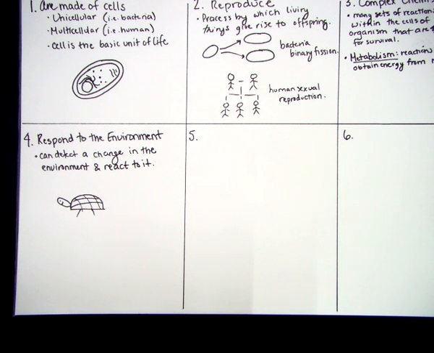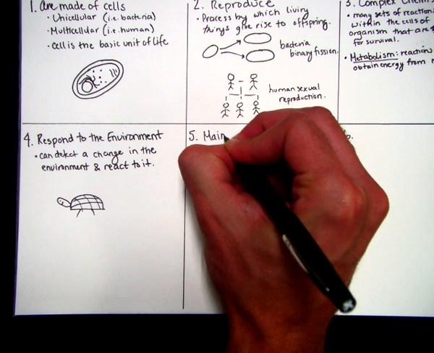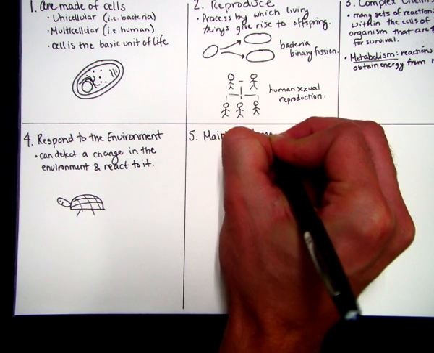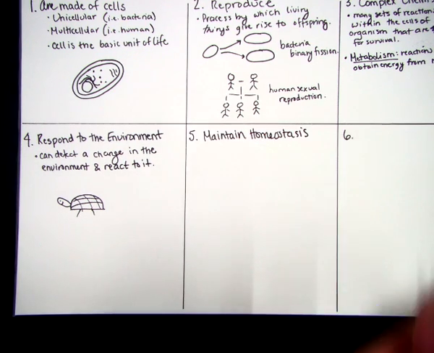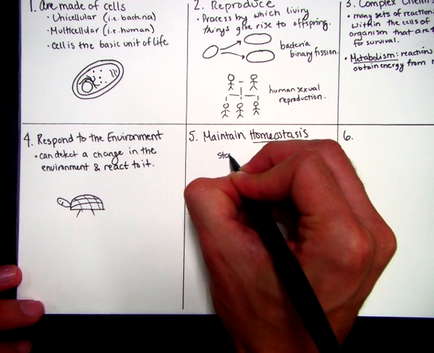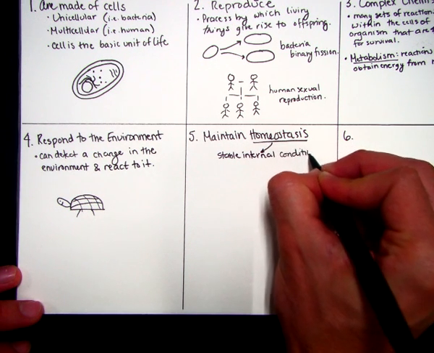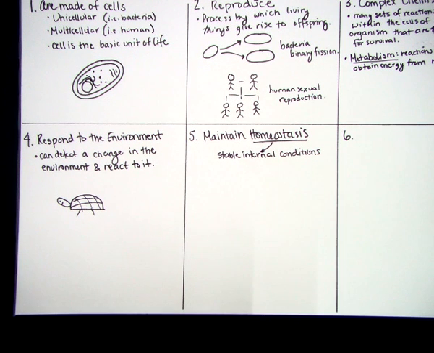Okay. Last two here are number 5. All living things have the ability to maintain what's called homeostasis. Homeostasis is just referring to stable internal conditions. So whether you're a bacteria or a human, there's an ability to maintain the internal conditions of that organism such that they're able to survive.